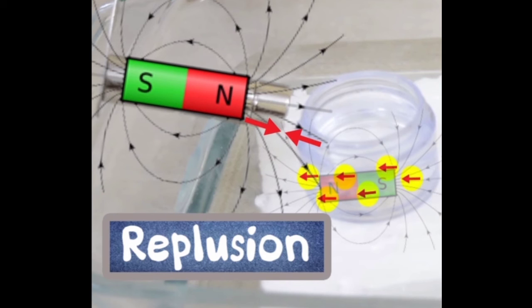Now let's see why all this is happening. Basically, the external magnetic field of the magnet induces a magnetic field inside the water in the opposite direction, which is responsible for the repulsion. Thus, we get to know that water is a diamagnetic substance.